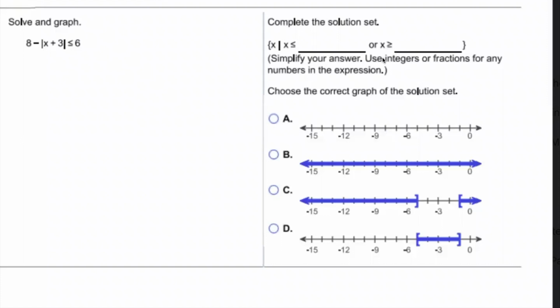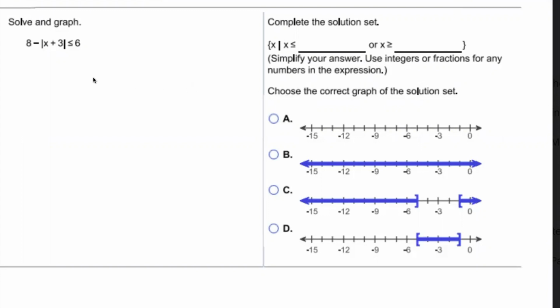Hello and welcome. In this video, I am going to show you how to solve and graph problems with inequality and absolute value.